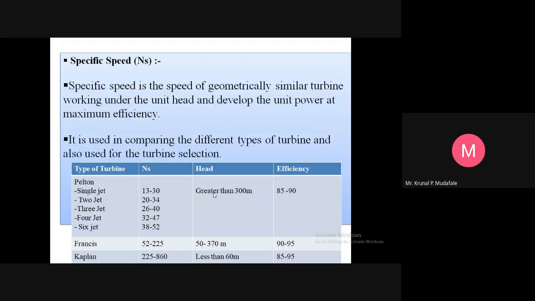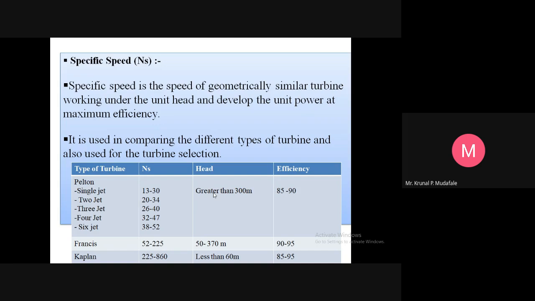Similarly for the specific speed. Specific speed means a particular speed for a certain time, like we think of velocity as meter per second. Meter per second means how many meters are covered in one second; similarly, here the specific speed is considered in terms of capital N suffix S. The specific speed is the speed of a geometrically similar turbine working under the unit head and developing unit power at the maximum efficiency.